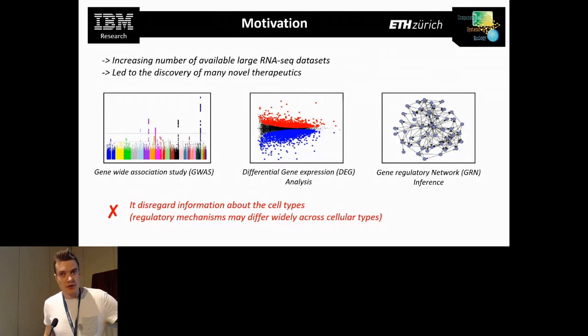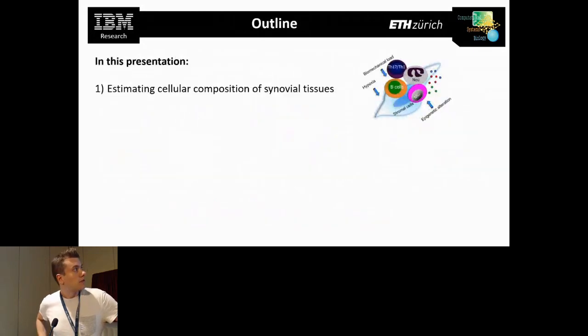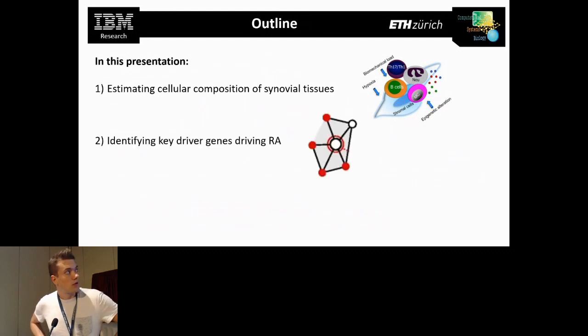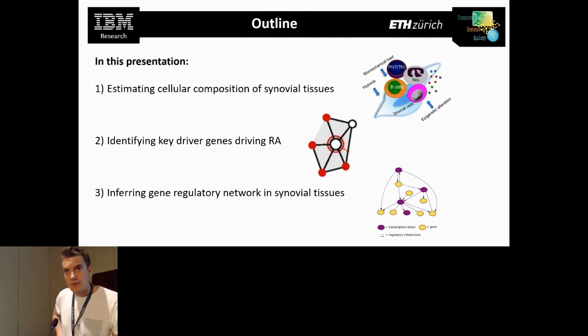So in this talk, I will address this issue. The outline is: at first I will show you the synovial tissue in the context of rheumatoid arthritis, and how different cellular composition we can have. And then I will show you a method to identify key drivers regulating rheumatoid arthritis. And finally, I will show you how we can also infer our own regulatory network in a specific cell type.